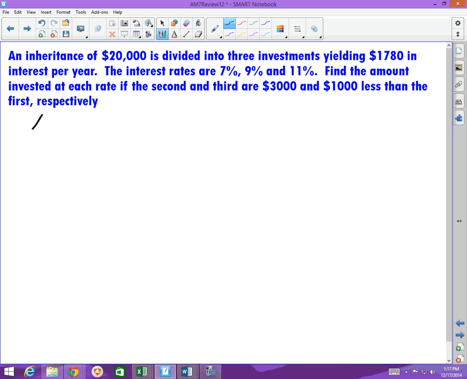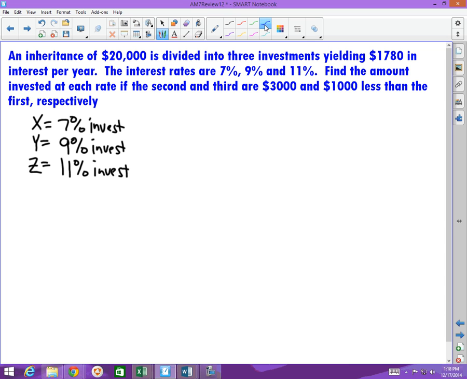So first off, you got to have variables. X represents the amount invested at 7%. Y represents the 9% investment. Z represents the 11% investment.